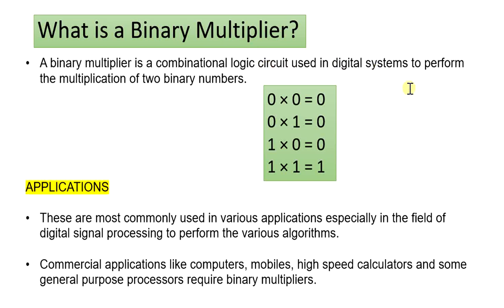numbers. So we have the two binary numbers 0 and 1. And when we multiply 0 with 0, we obtain a 0. 0 with 1 is equal to 0. 1 with 0 is equal to 0. And 1 with 1 is equal to 1. So this is equivalent to multiplication of decimal numbers 1 and 0. So when you multiply 1 with 1, you yield a result 1. Otherwise, the result is equal to 0.